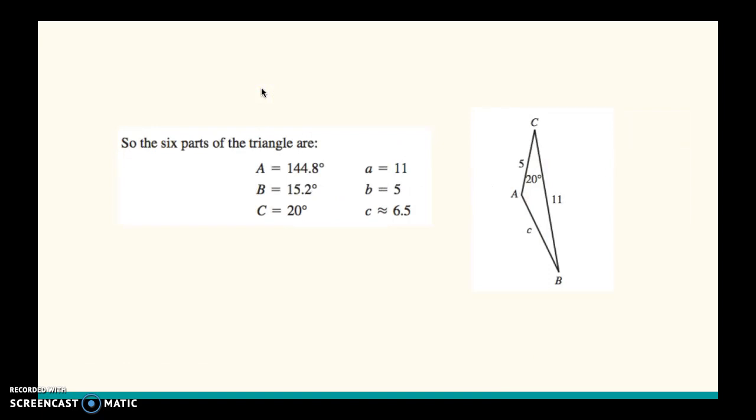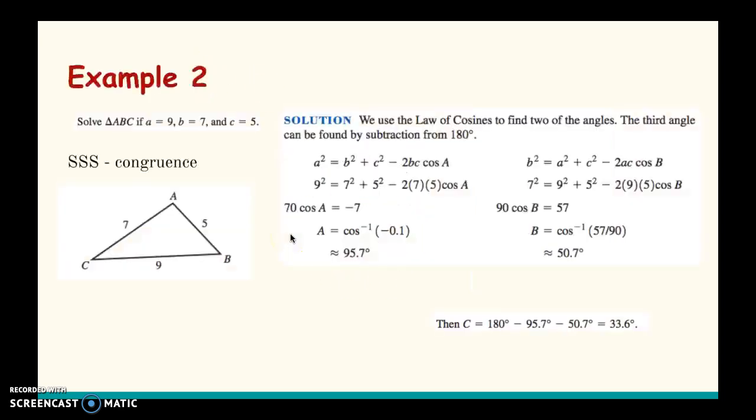And they told us to solve the triangle, so we've found all our side lengths and all our angles, so we're done with that. And then come to example 2. So example 2, I notice I'm given a side, and a side. That's okay because law of cosines utilizes either the side-side congruency or the side-angle-side, so at least two sides.